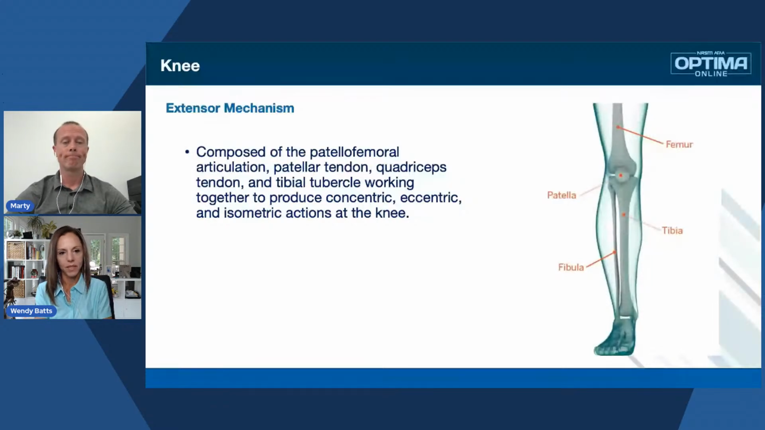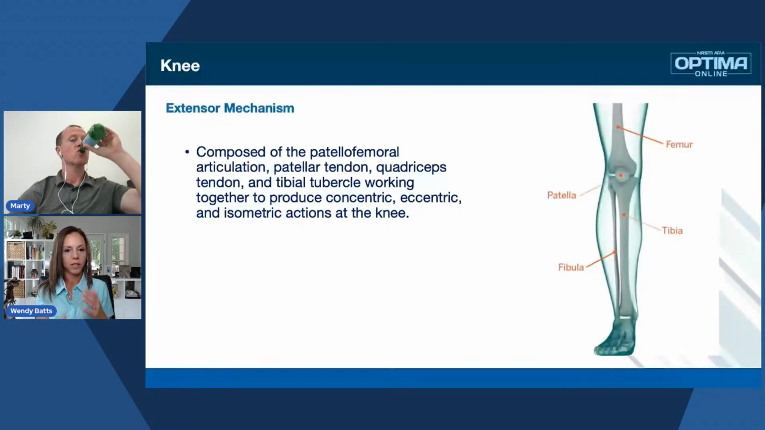Yes. And that kind of brings it into this too, when we're talking about even the different type of mechanisms. So when you're thinking about the extensor mechanism, you're thinking about this being composed of the patellofemoral articulation. So you've got your patella tendon, the quads tendon, the tibial tubercle, all working together. So when you're producing concentric, eccentric, and isometric actions, these are the primary things that really do need to work together and play well in order to maximize flexion and extension and all the different exercises that you're doing.